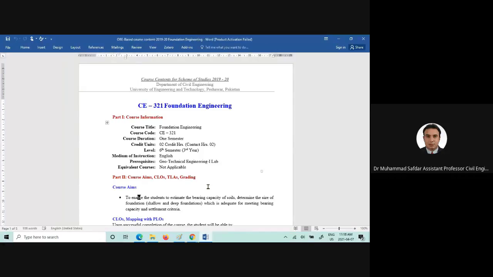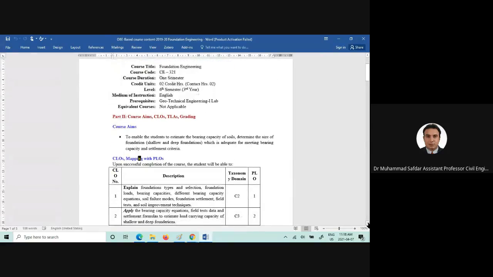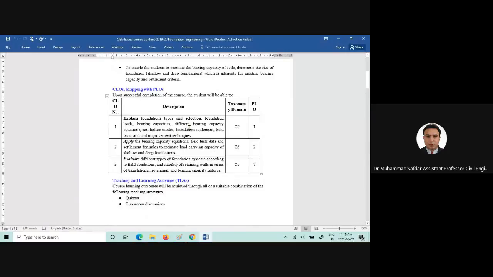As the course aims say, the basic aim is to enable the students to estimate the bearing capacity of soils. We will discuss bearing capacity in great detail. We will determine the size of shallow foundations and deep foundations. Deep foundations are also known as pile foundations, which must be adequate for meeting bearing capacity and settlement criteria. Bearing capacity is one criterion and settlement is another criterion. Then we will have 3 CLOs related to foundation types and selection, foundation loads, bearing capacities, different bearing capacity equations, soil failure modes, foundation settlement, field tests, and soil improvement techniques.